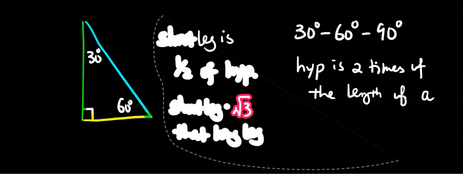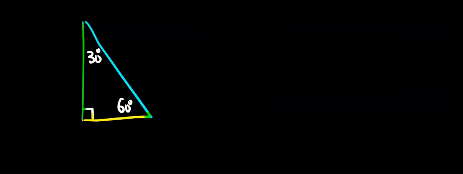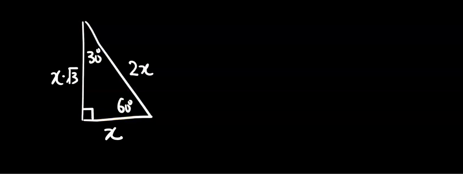Now, we're going to write them down in symbols and numbers. So, if the short leg is x units, the hypotenuse is double it, 2x. The long leg is the short leg times square root 3. So x times square root 3. All done. All right, we're going to leave this rule here.